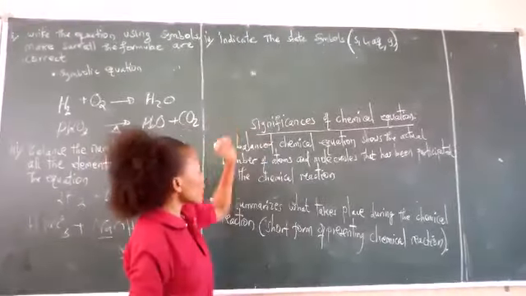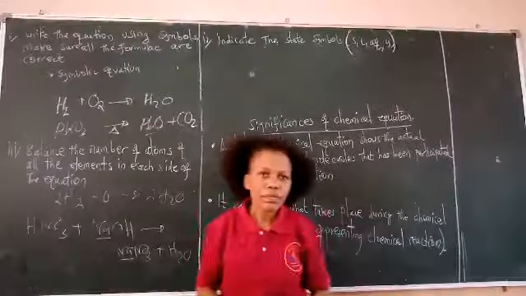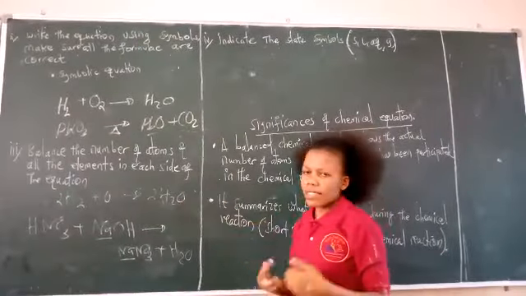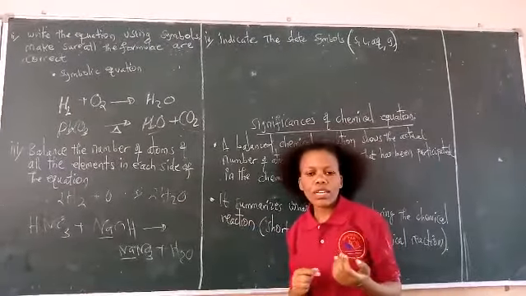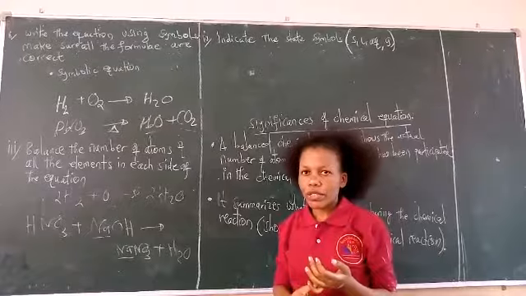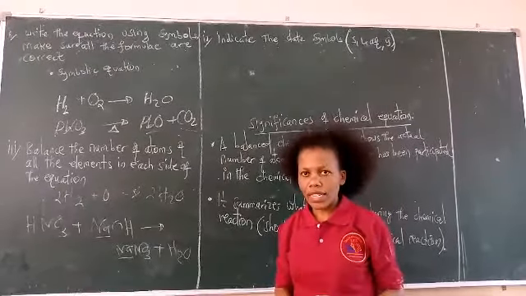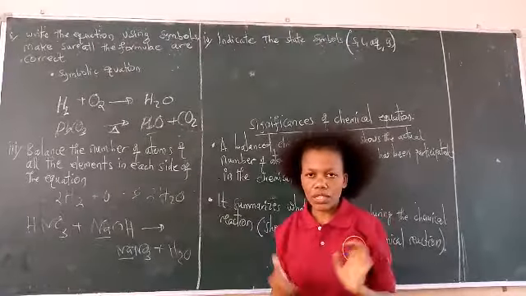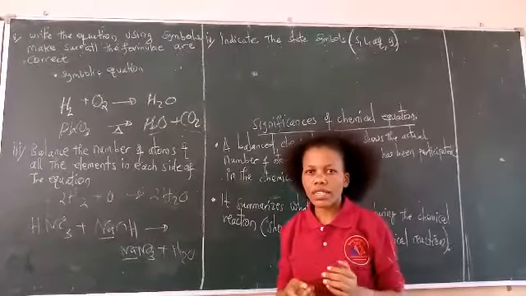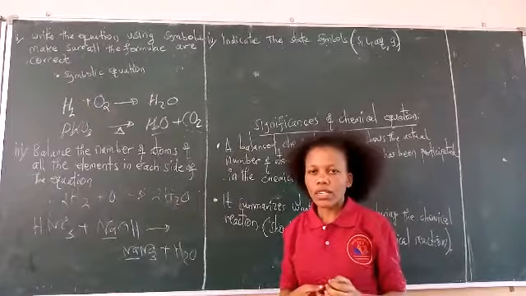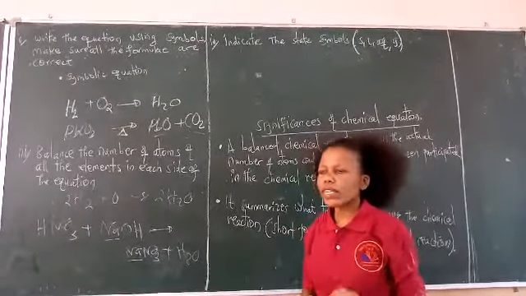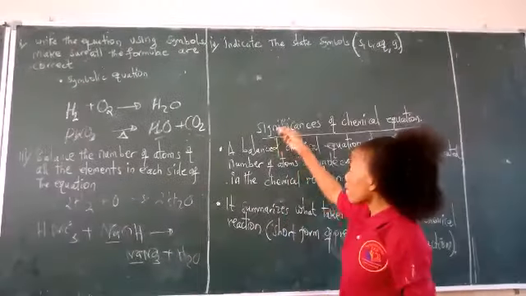We have to indicate state symbols. In case of indicating state symbols, we indicate whether the reacting particles are in either solid state, liquid state, gaseous state, or are in aqueous form. Aqueous form means they are in aqueous solution, or they can form solution in water. They can dissolve in water simply. You can say that way.